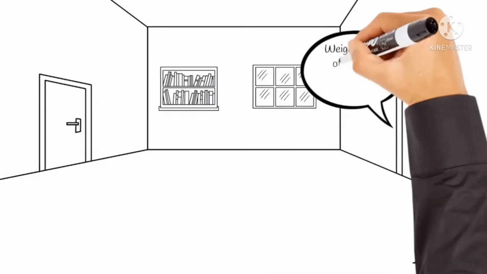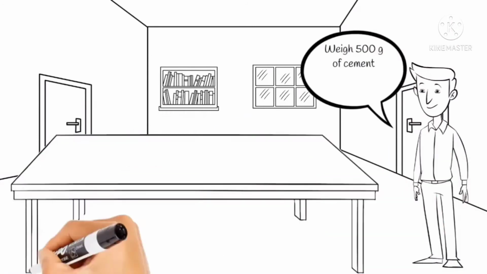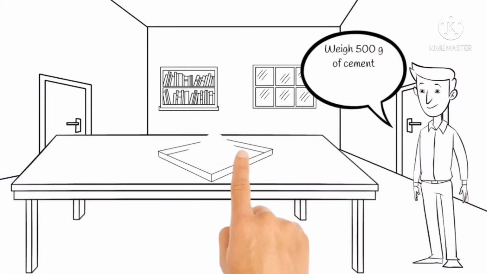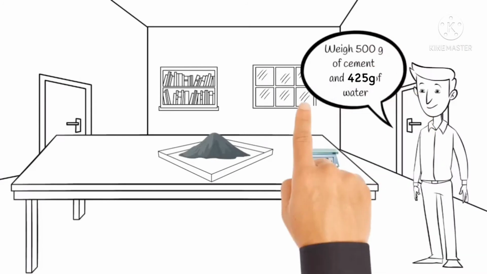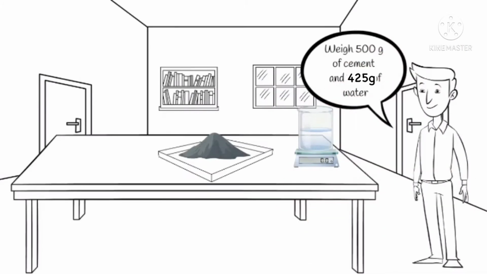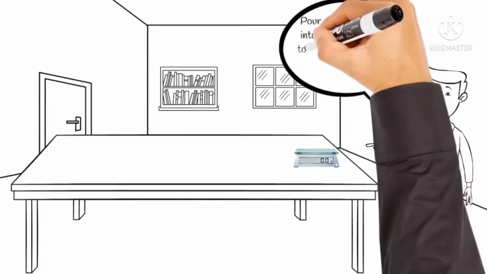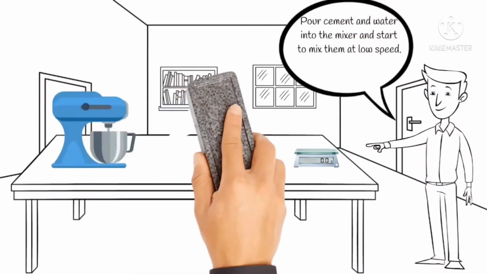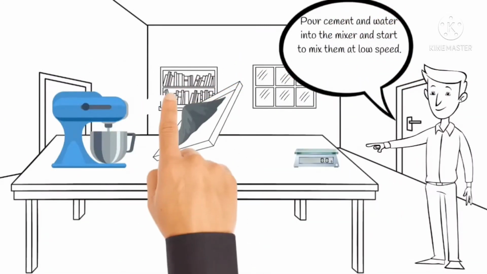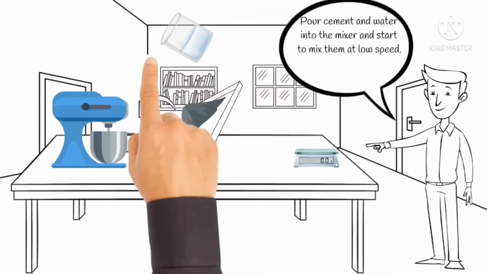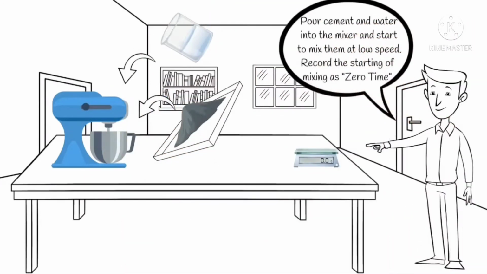So we're gonna need to prepare 500 grams of Portland cement and put it in a clean container. We are gonna be needing 425 grams of water, or 85% of the total weight of cement, to produce cement paste in standard consistency. Next, we are going to place the 500 grams of cement in the mixing bowl with 425 grams of water. We are going to immediately start the stopwatch when water is added to the cement.